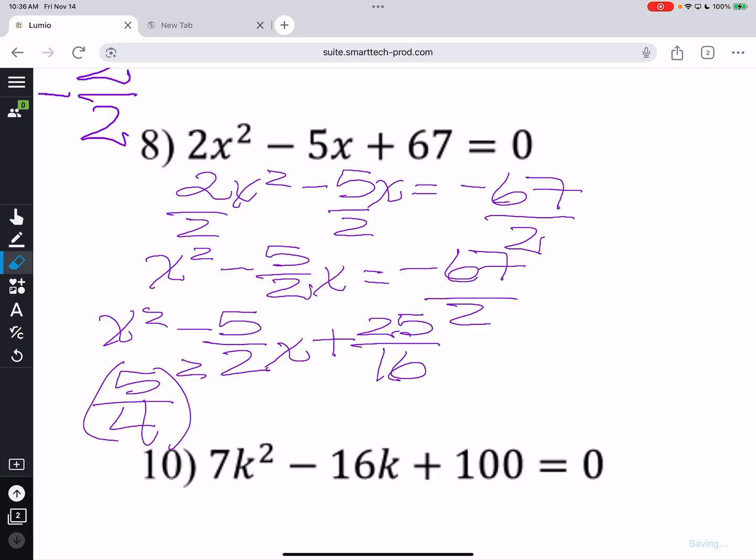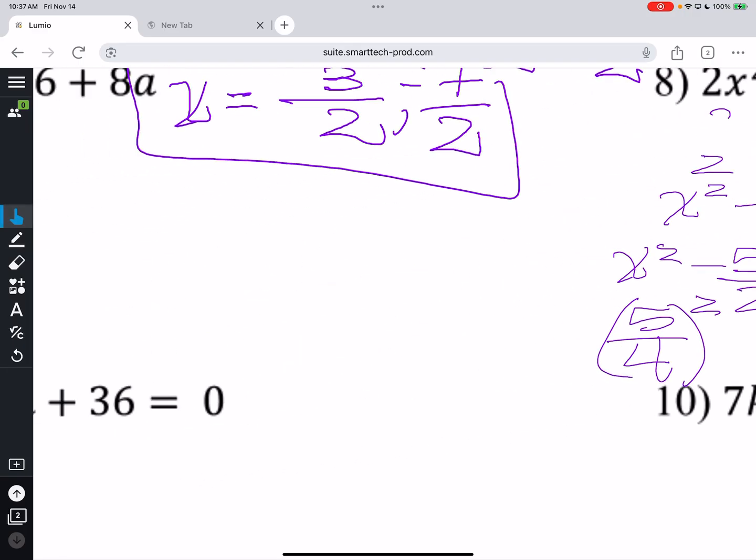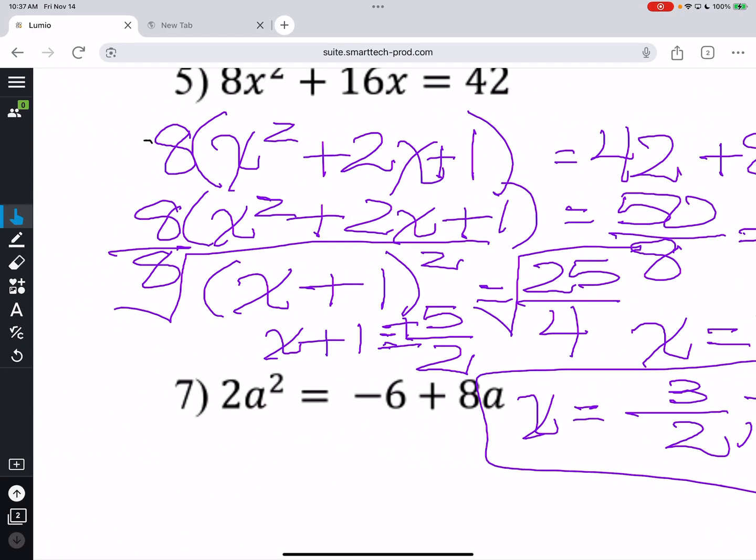Before we go any further, do you see where we got everything? This is kind of an ugly problem. Why'd you square that? Because you cut it in half and then square it to make the last number every time. Cut the middle number in half and square it, like we did over here. When we worked this one, we cut 2 in half and squared it and got 1.